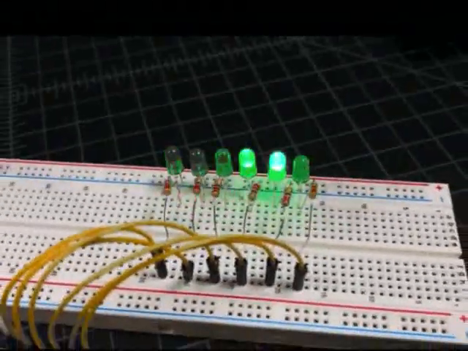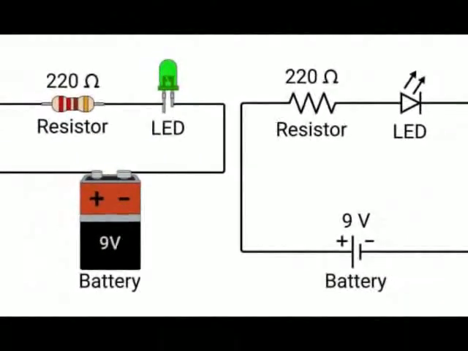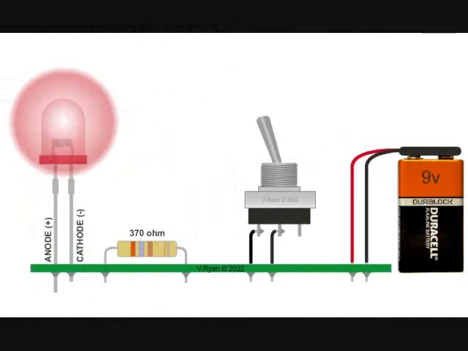LEDs emit light in the visible light range when connected to forward bias and current flows through them. Making indicator, display and lighting is one of the applications of LED.